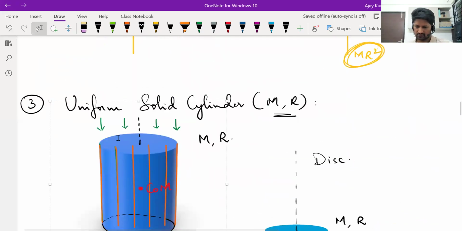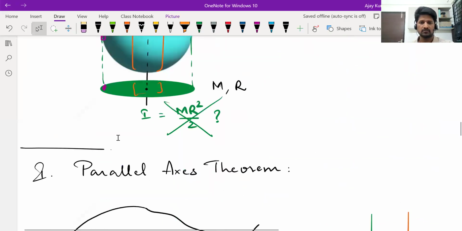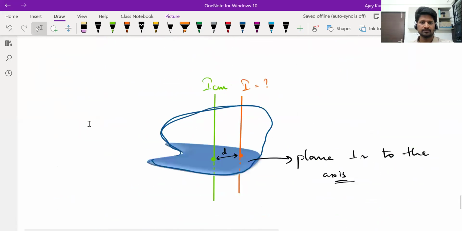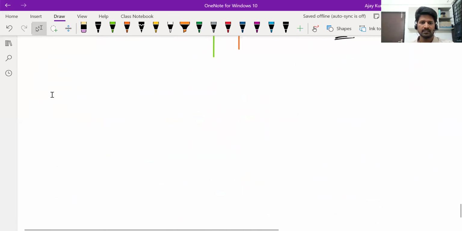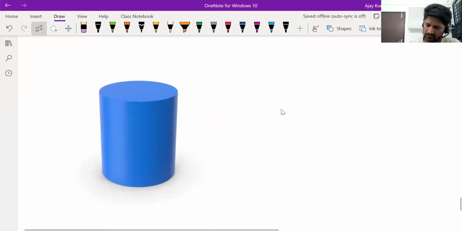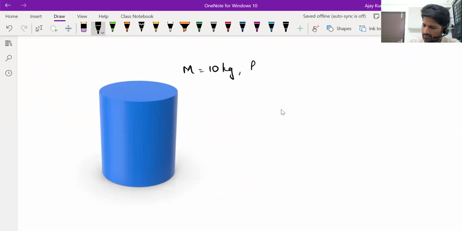Fine, let's consider solid cylinder itself to start with. Suppose there's a solid cylinder like this. Assume its mass is some 10 kg. Radius is 2 meters. Okay, it's a very large cylinder. 2 meters is a significant distance, roughly your height.